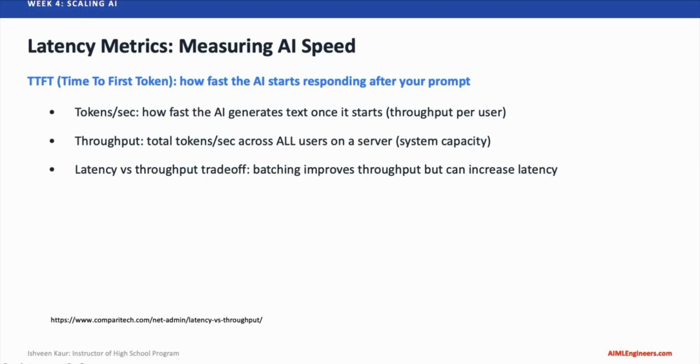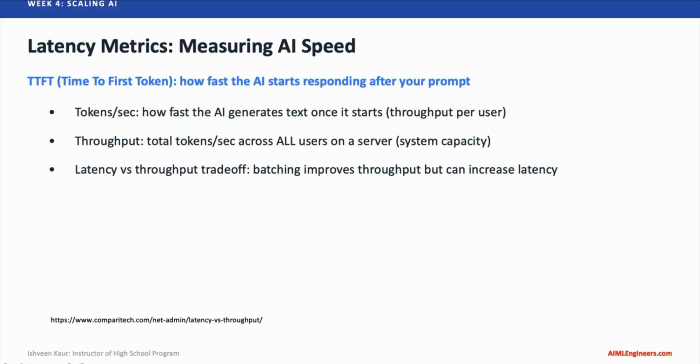But how do you actually measure how fast AI is? Well, first there's time to first token, which is how long it takes for the AI to generate the first word. Because if your time to first token is too long, that means that the setup process that you're doing is taking too long, and then the user will get bored and not want to wait for a response.